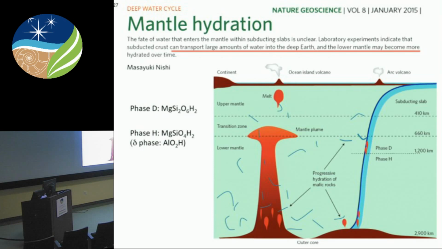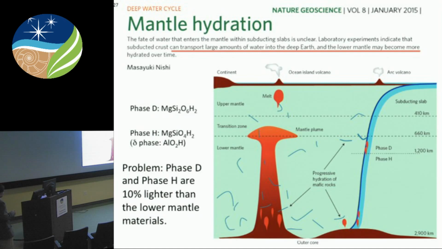This new phase, phase H, turned out to be the same as the delta phase, but the delta phase of alumina. Sometimes I write AlOOH. That sort of implies it has an OH bond, but just for the formula to be consistent, now I try to write AlO2H. It's actually the same structure, just a different composition.